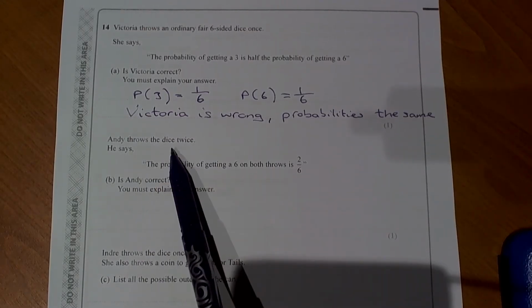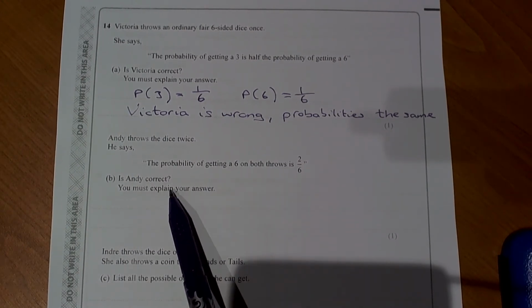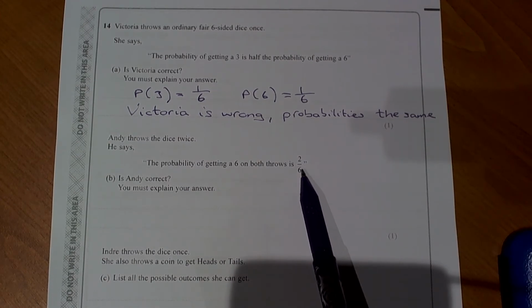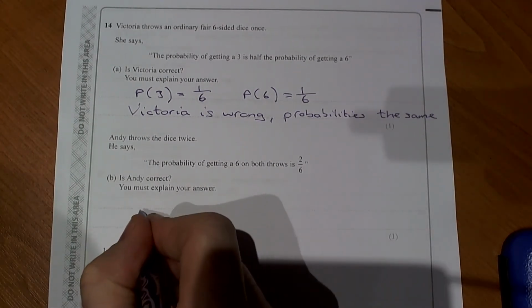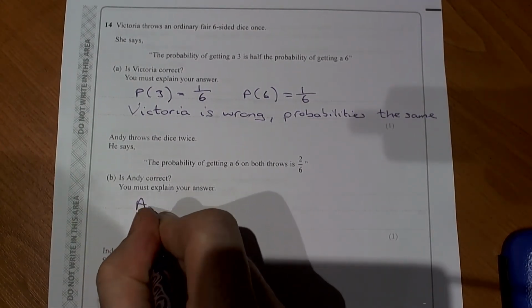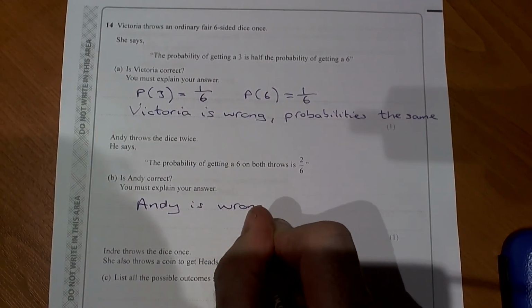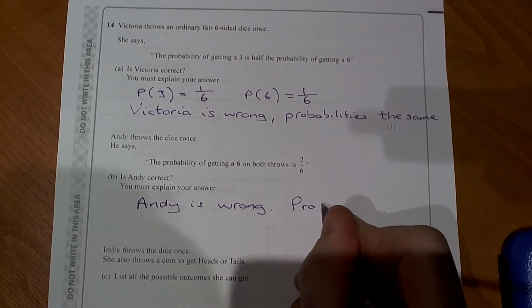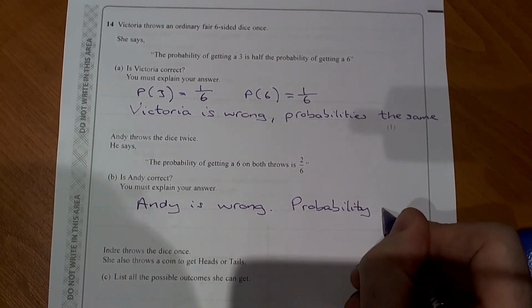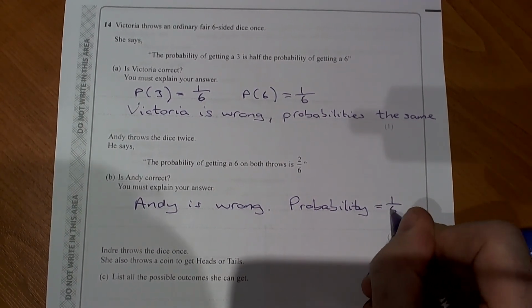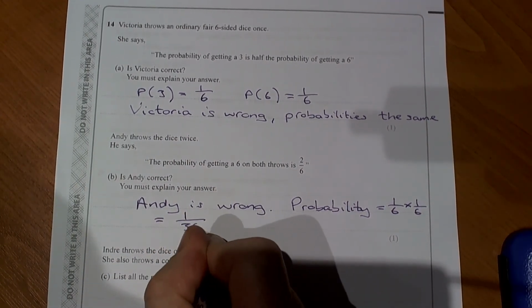The second part, Andy throws the dice twice. He says the probability of getting a 6 on both throws is 2 over 6. Is he correct? Well, he's got confused because the probability of getting a 6 on each throw is 1/6, but we have to multiply the probabilities. So Andy is wrong. The probability equals 1/6 times 1/6 equals 1/36.